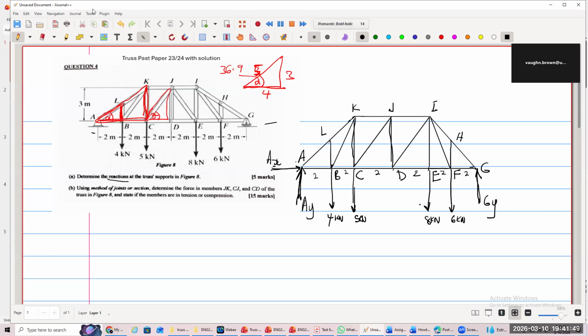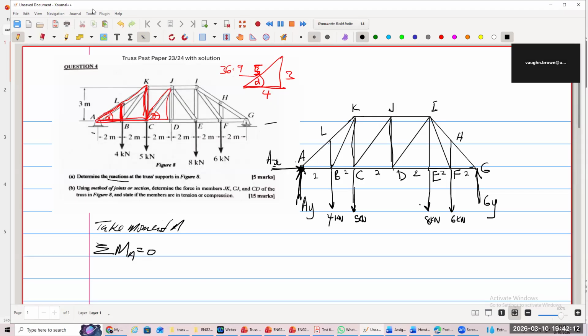It's better I take moment at A. So I will take moment at A. So you're going to take moment. You don't have to write out this, you can just write this. You're going to sum up your moment at A equals to 0. And that is what that means. And then you can proceed. So I'm putting your hand right there at A.